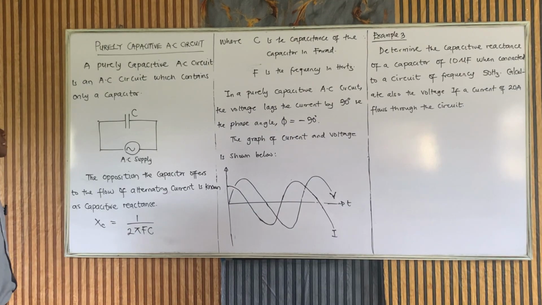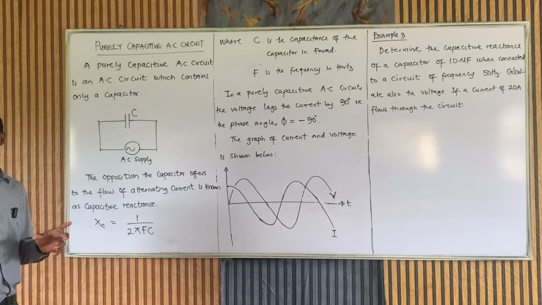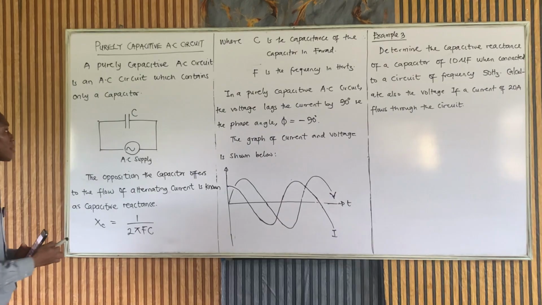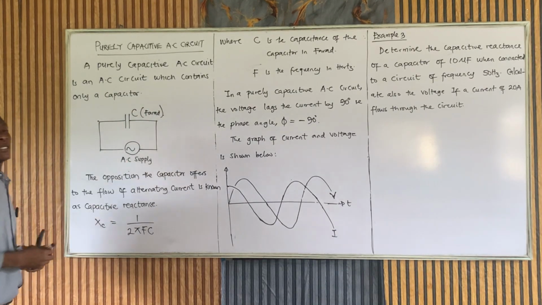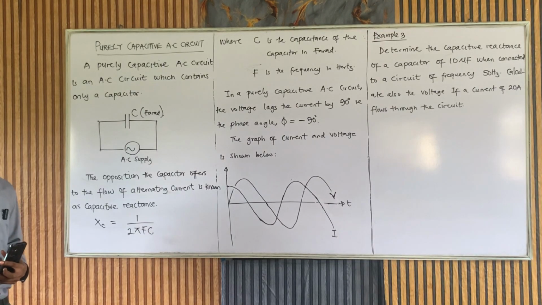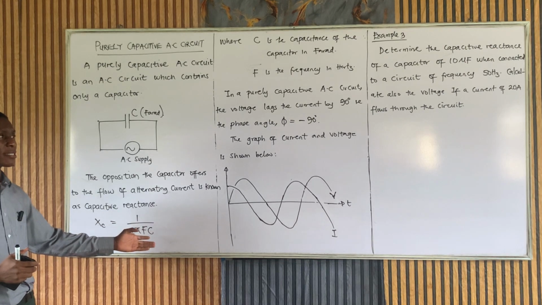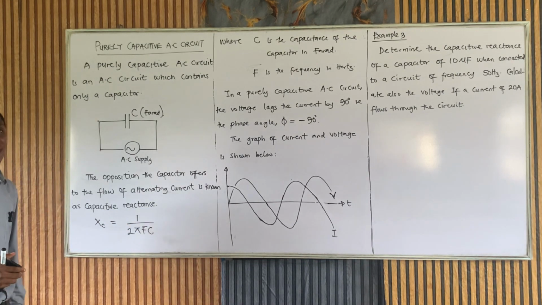Purely capacitive AC circuits. An AC circuit that contains only a capacitor is called a capacitive AC circuit. Now, the opposition the capacitor produces to current flow is known as the capacitive reactance. It is measured in ohms and is given as 1 over 2 pi FC, where C is the capacitance of the capacitor and F is frequency.